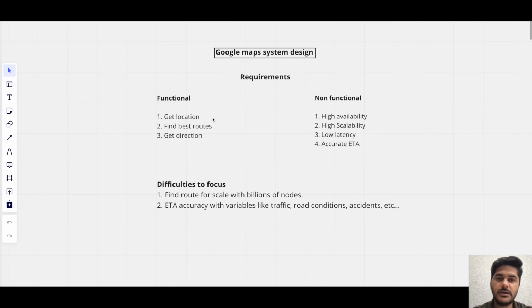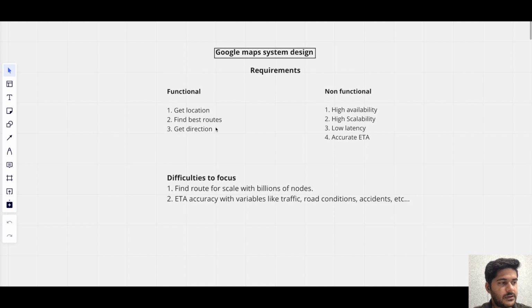So the main requirement, the obvious one, is that if we give a source and destination, where the source normally is where we are right now and the destination is where we want to go, in that case the system should be able to find the best possible path for us.